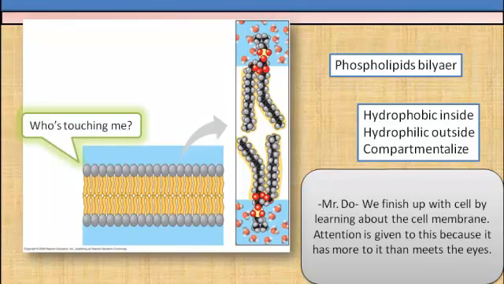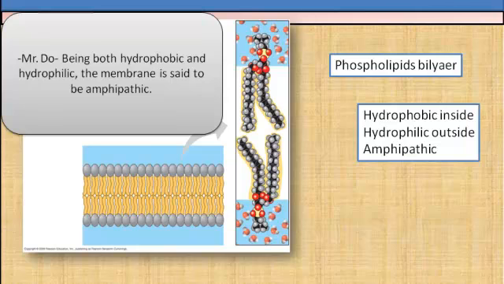We finish up with cell by learning about the cell membrane. Attention is given to this because it has more to it than meets the eyes. Being both hydrophobic and hydrophilic, the cell membrane is said to be amphipathic.